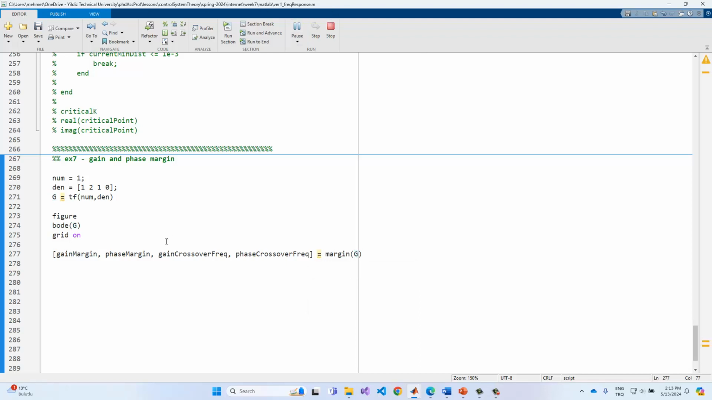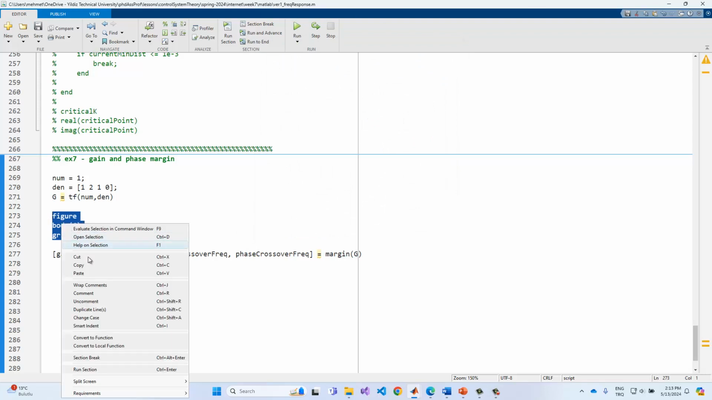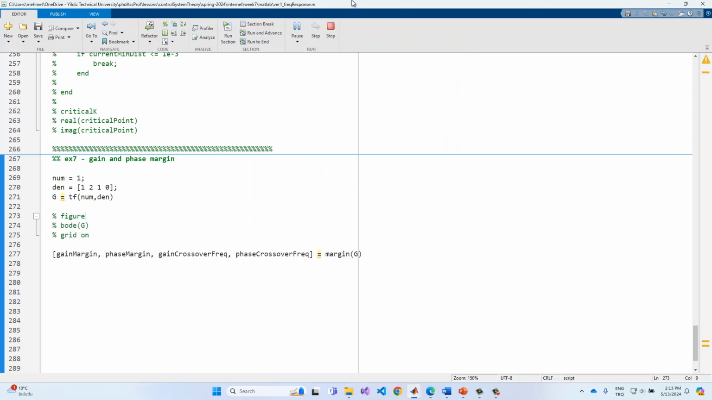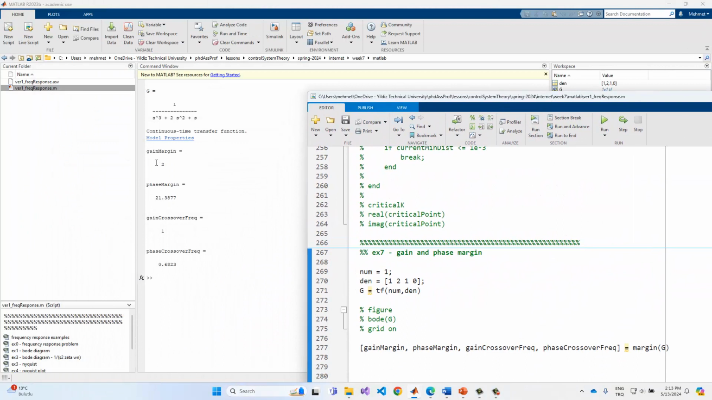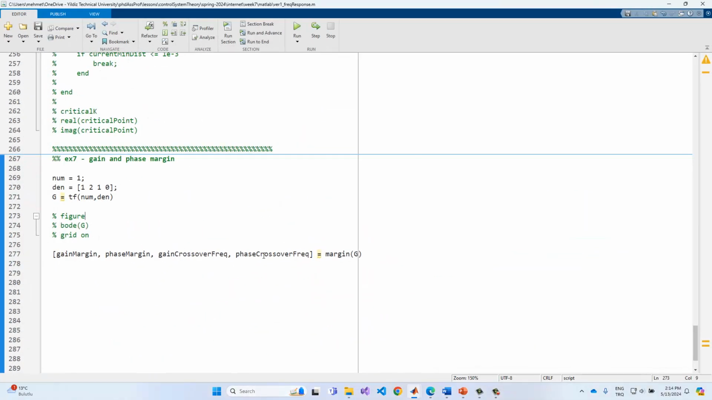And so margin G can be given here, just like this one. If I run this code, we can comment out the rest. The gain margin is 2, phase margin 21, gain crossover frequency 1, phase crossover frequency 0.6822. The gain margin of 2 is a magnitude value, not the dB one. Or we can use margin G just like this one.